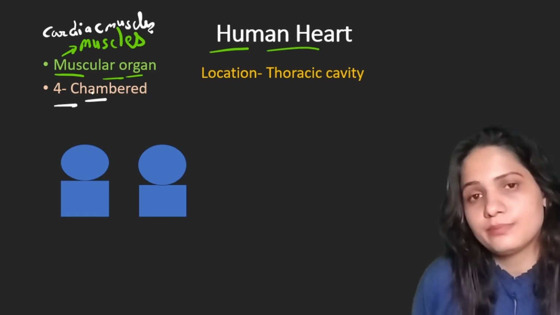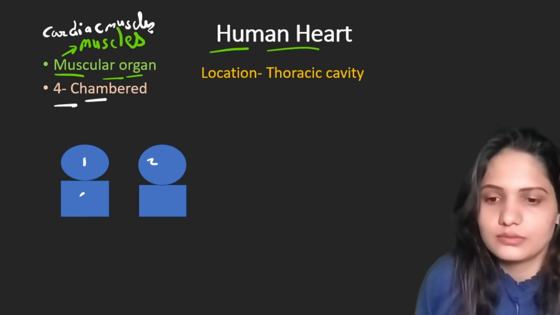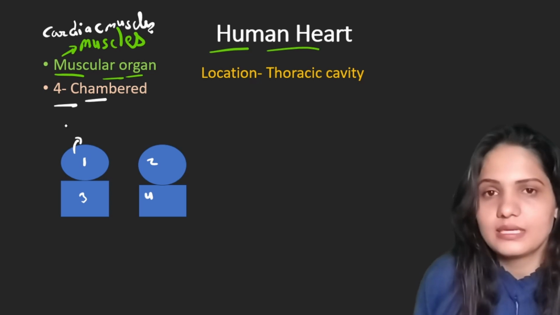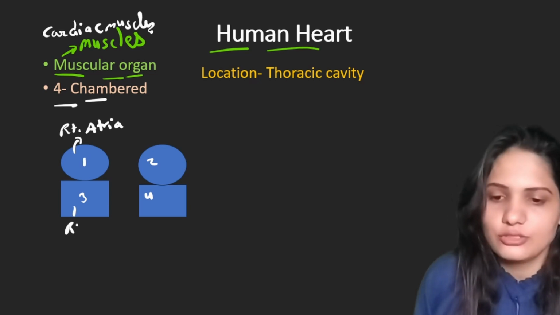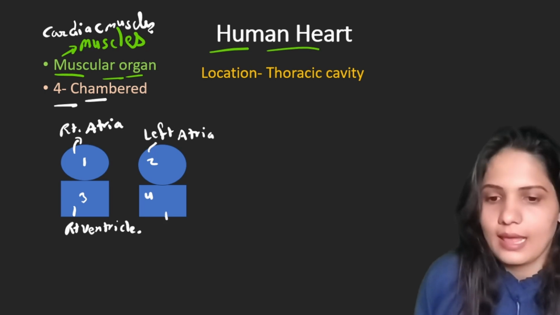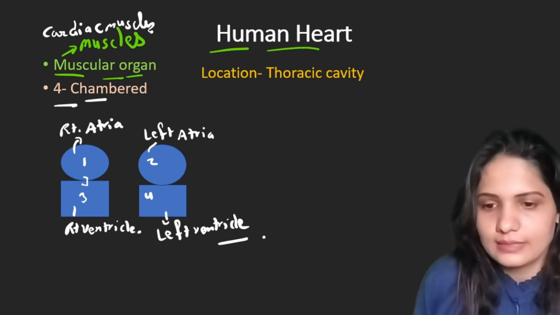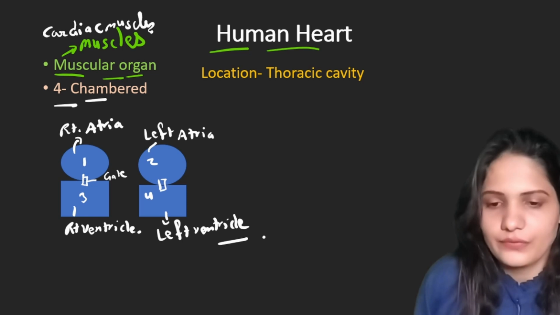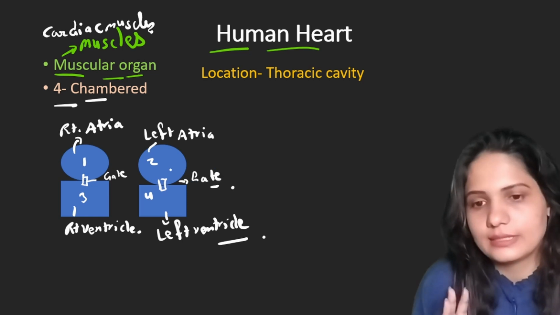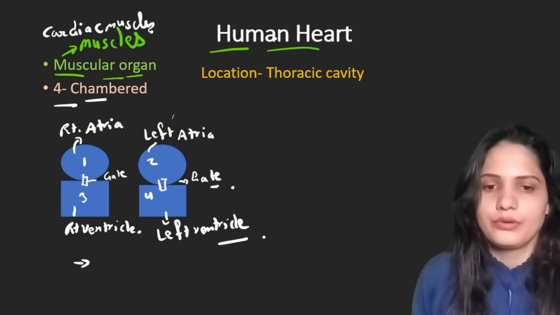Our heart is a four-chambered heart. If we see, these are the four chambers. The upper chambers are the right atrium and the left atrium, and the lower are the right ventricle and the left ventricle. And here between the right atrium and right ventricle we have a valve gate, and here also we have a valve gate. This is the diagram of a heart. Note this flowchart.